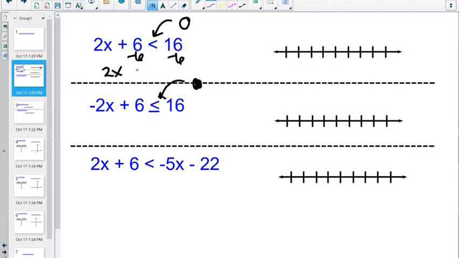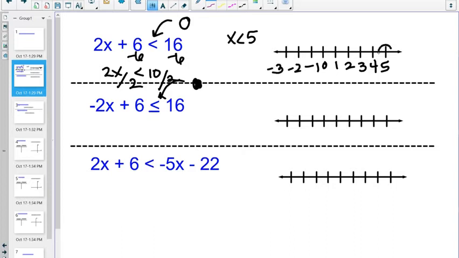So I've got 2x less than 10 now, and I'm going to divide both sides by 2, and I get x less than 5. So on your number line, you're just going to give me a few numbers. You don't have to do all these. And then I'm going to put an open circle at 5, and then I want all numbers less than 5. So my arrow is going to go this way, and you can shade it in a little bit darker if that makes more sense to you, because it is difficult to see. So that one's not so bad.